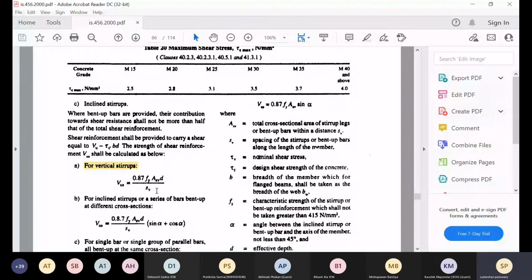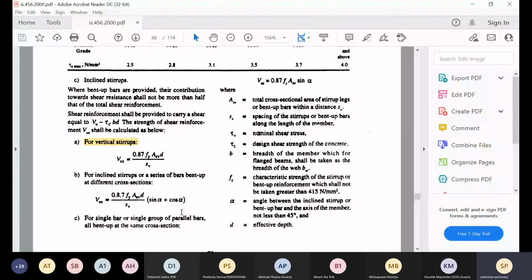For inclined stirrup, this expression is different. I will discuss later why there is sin alpha and cot alpha there. What is the angle alpha? Alpha is the inclination of the stirrup. Suppose you are not providing the stirrups vertically, you have provided them at an angle alpha, then that inclination is your alpha, and we'll discuss that later on.